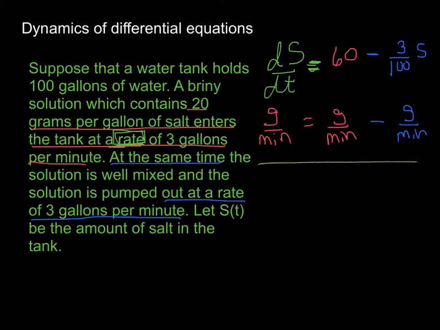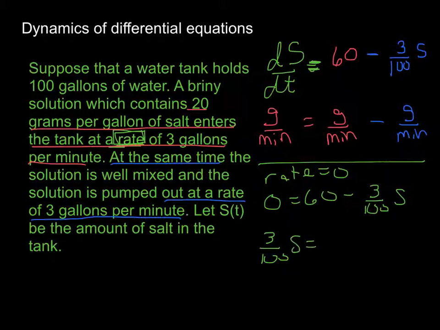So if I want to find an equilibrium, I'm going to set the rate equal to 0. So if I have 0 equals 60 minus 3 over 100 S, and I solve that for S, so that's 3 over 100 S equals 60, so S is equal to 60 times 100 over 3. Let's see here, 60 over 3 is 20, 20 times 100 is 2,000. So there's my equilibrium state.